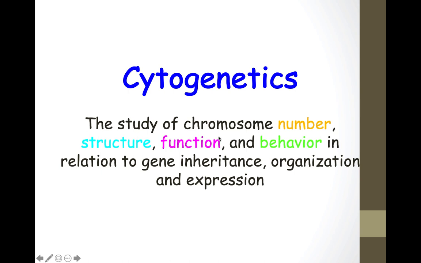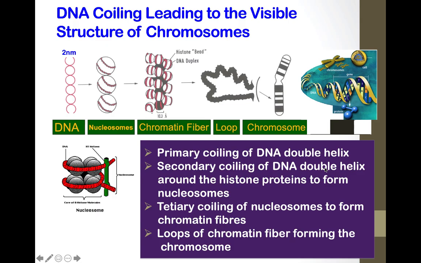Cytogenetics is the study of chromosome number, structure, function, and behavior in relation to gene inheritance, organization, and expression. DNA coiling leads to the visible structure of chromosomes. This was part of the lectures that I've sent.